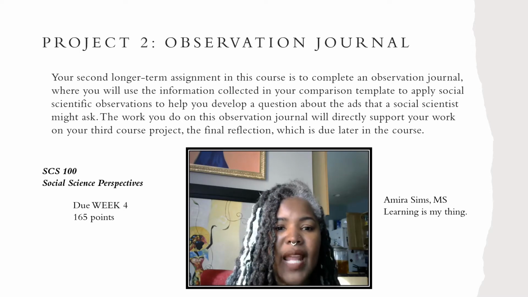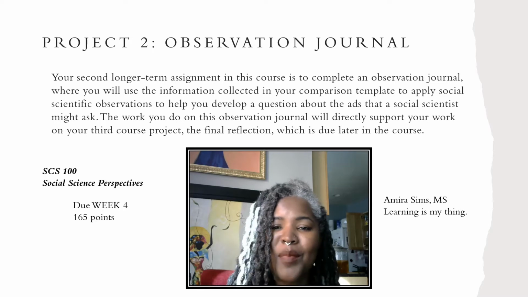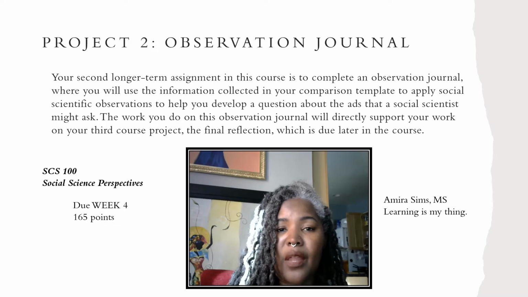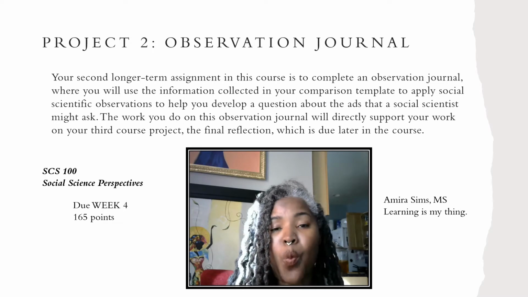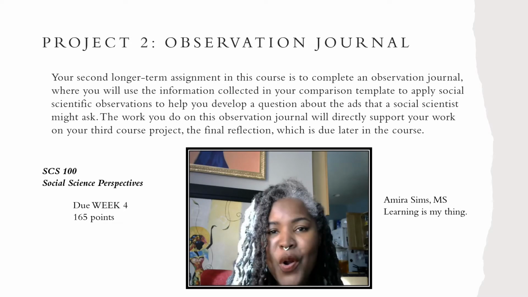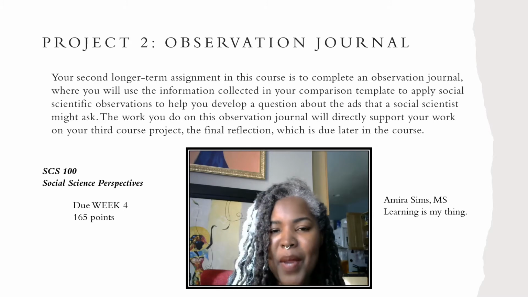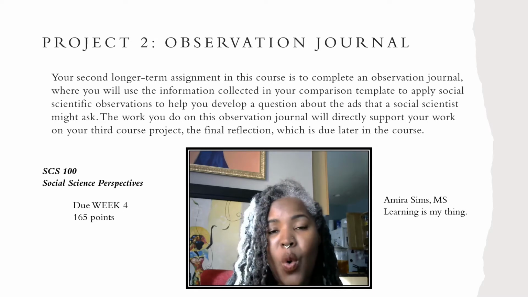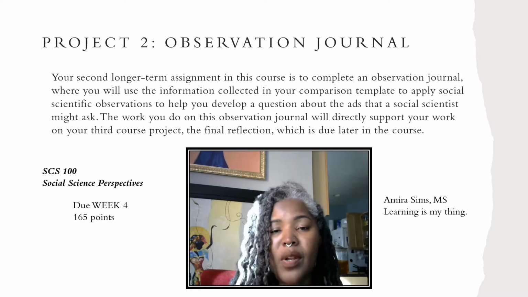Now, the instructions are listed here on the slide, and I'm not going to read it to you, but I'm going to just say that you're essentially putting together everything you've learned from weeks 1, 2, and 3, and you're turning it into a paper, a 3-page paper, and that is what Project 2 Observation Journal is all about. Next couple of slides, I'm going to go over the grading criteria and give you some tips on how to be successful.